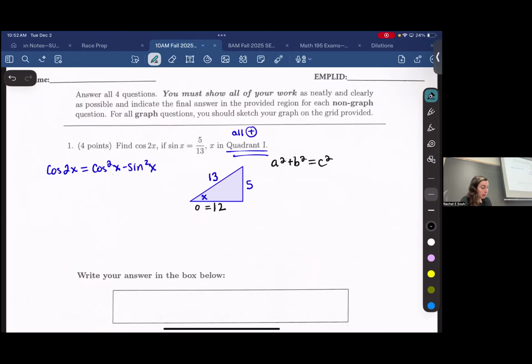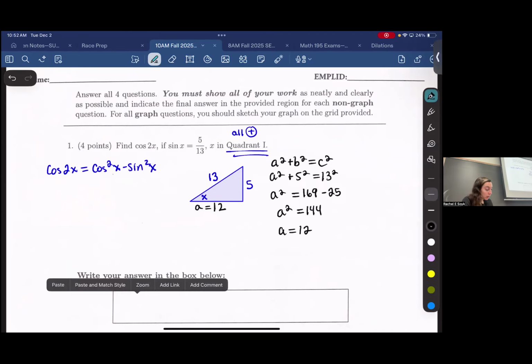We'll say a is our 12, so a squared plus 5 squared equals 13 squared. 13 squared is 169, 5 squared is 25, 169 minus 25 is 144. Square root of 144 gives you that 12. And then from there, you can very easily identify that your cosine of x is your adjacent over your hypotenuse, which is 12 over 13. Again, everything is positive.